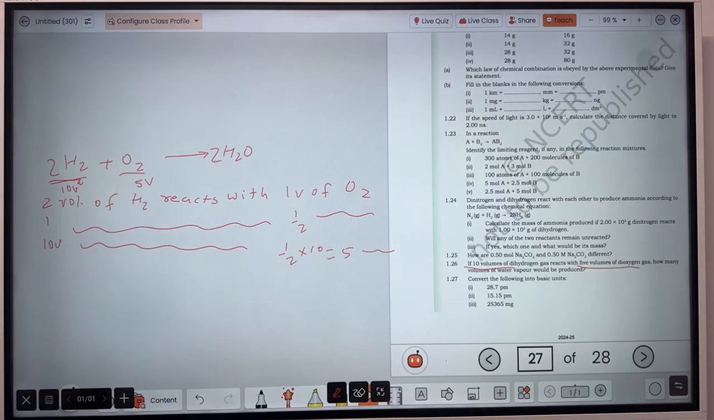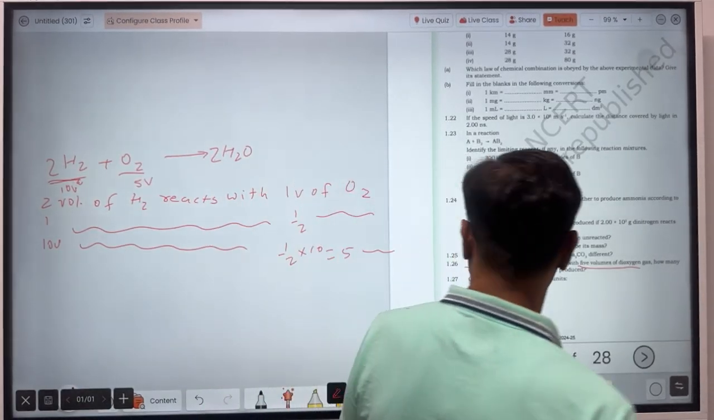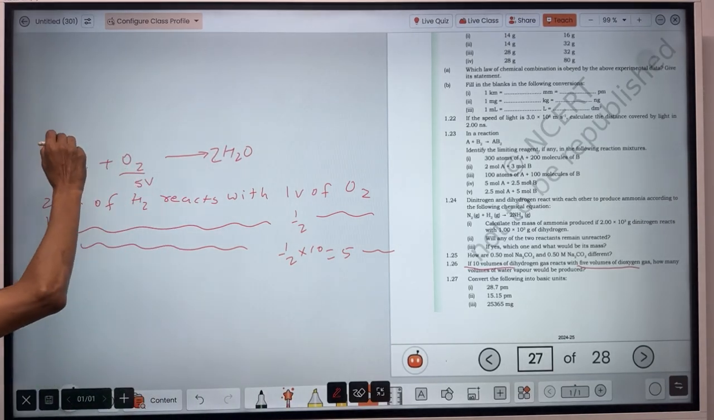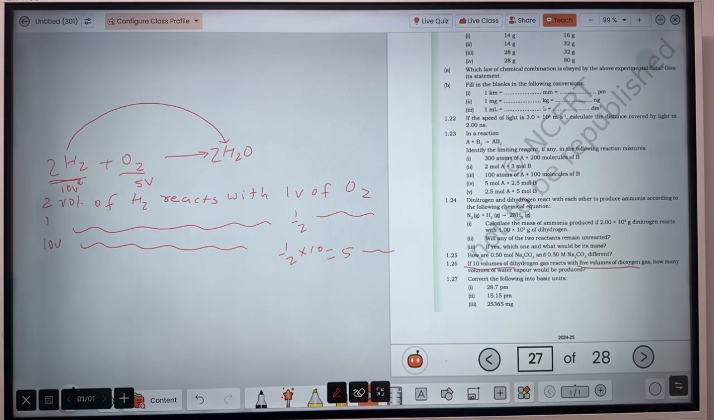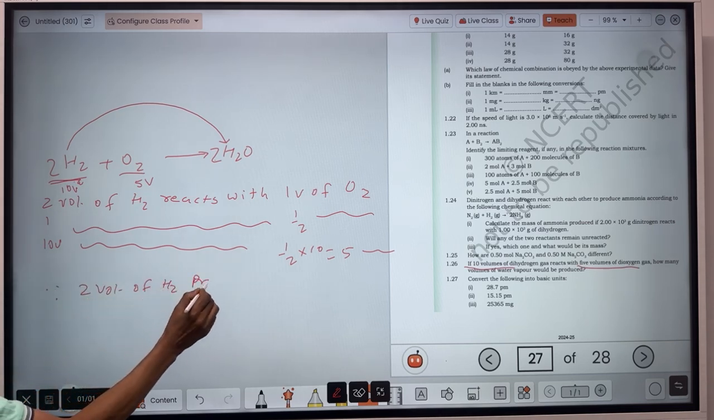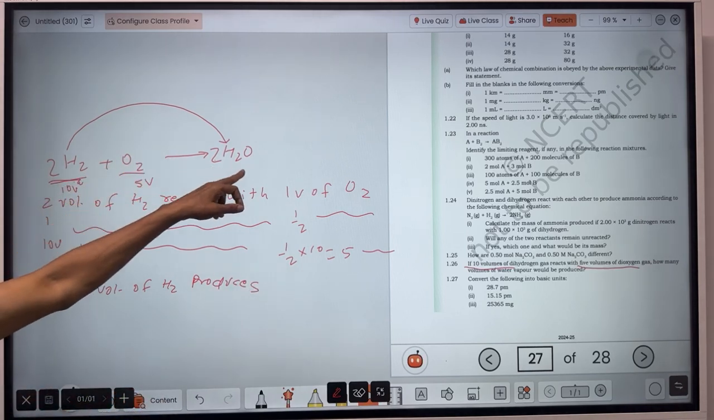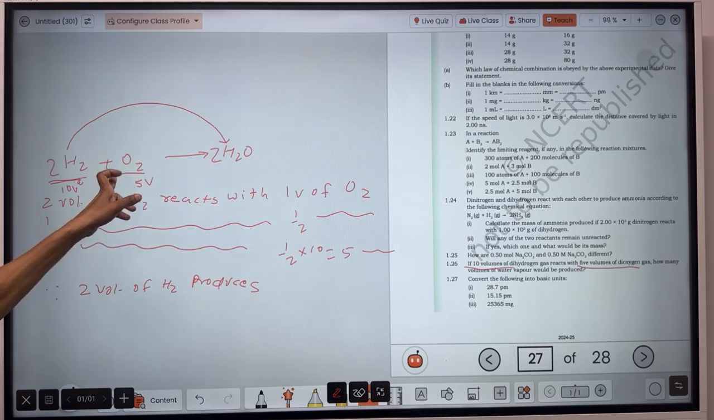So obviously here no limiting reagent, both will be consumed in the reaction. So here 2 volume of hydrogen gives 2 volume of water. So 10 volume of hydrogen will give 10 volume of water. You may take it by hydrogen, or by oxygen also: 1 volume of oxygen gives 2 volume of water vapor, so 5 volume of oxygen will give 10 volume of water vapor.